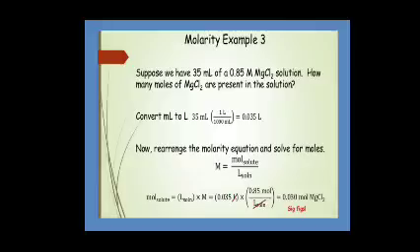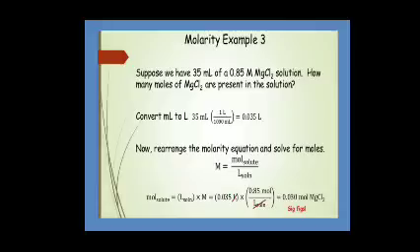0.85 moles per liter, liters cancel. 0.035 times 0.85 is equal to 0.030 moles of magnesium chloride. 0.030 moles of magnesium chloride dissolved in 35 ml of solution then forms 0.85 M magnesium chloride solution.